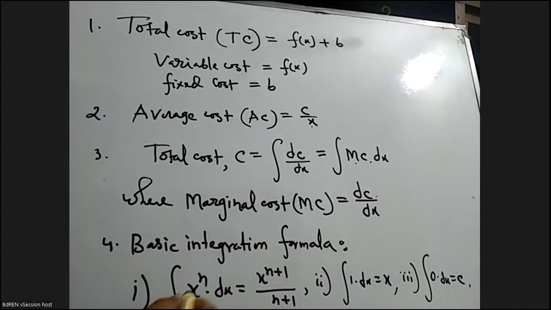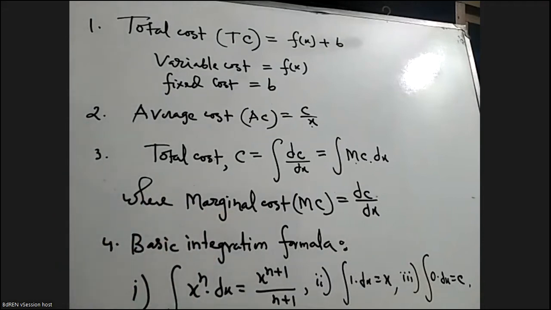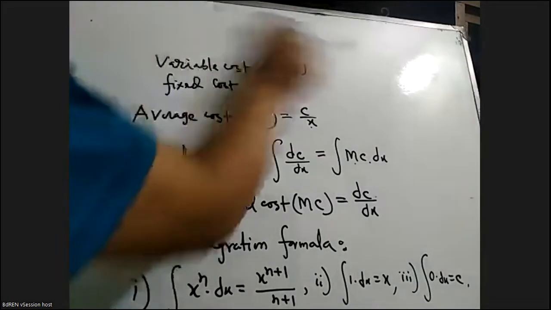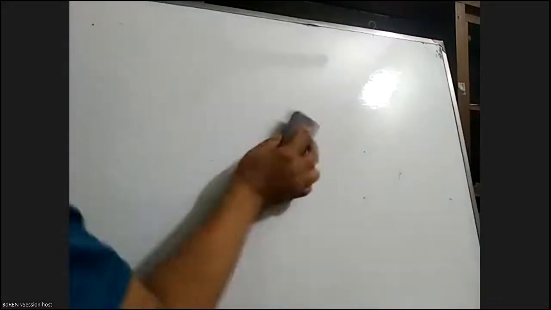Now the basic integration formula you have to use: the integration of x to the power n equals x to the n plus 1 divided by n plus 1, and we have to add c. Then the integration of one will be x, and the integration of zero will be what? C. Now we have to solve the first problem: how to find the total profit and total cost.